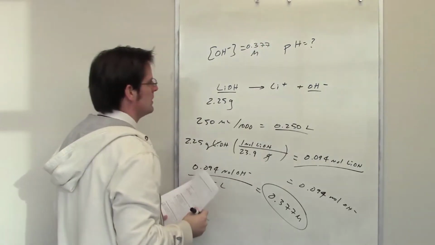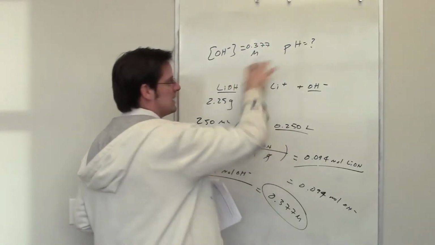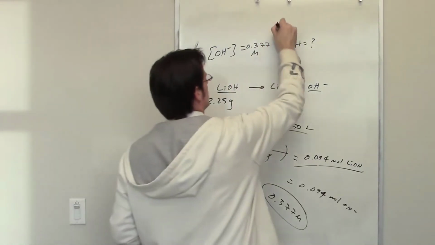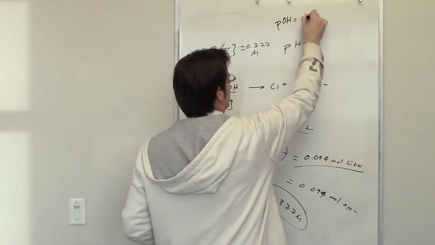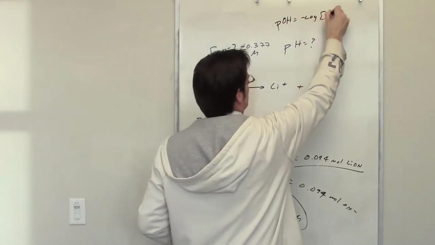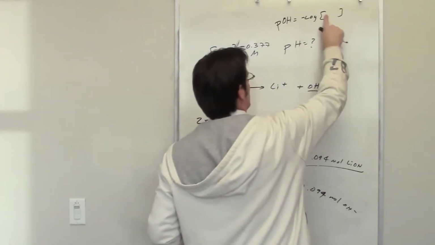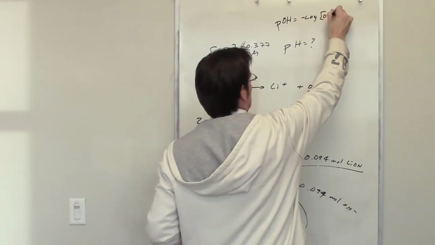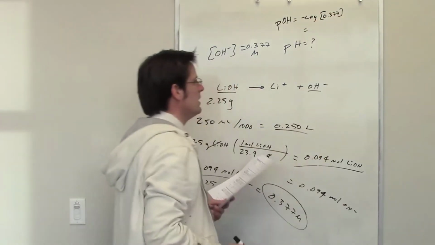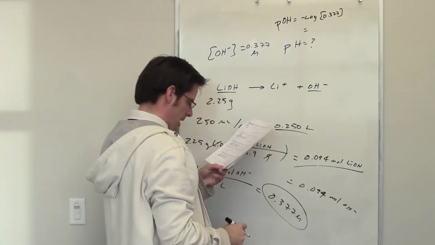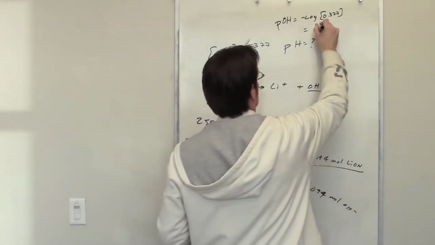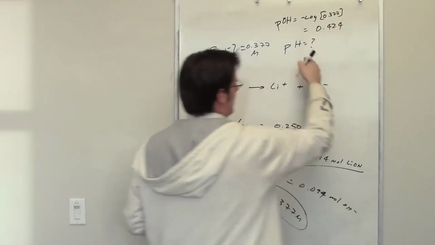What's the pH? Well, once again, I'm going to get to pH by going through pOH. pOH is equal to the negative log of the hydroxide concentration. I can replace the hydroxide concentration with my actual number here, so I've got 0.377. I throw that into my calculator. I end up determining that the pOH is equal to 0.424.